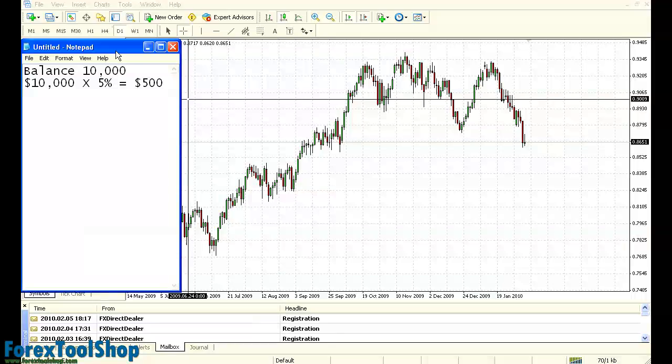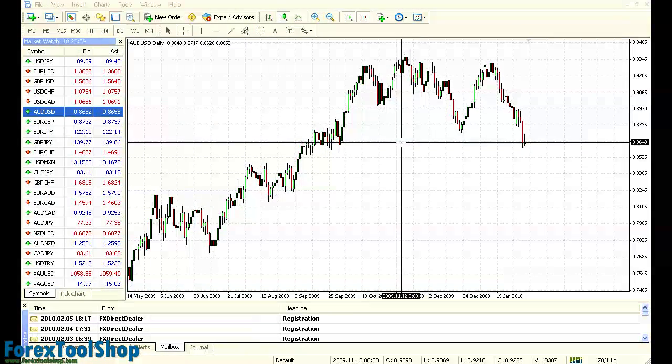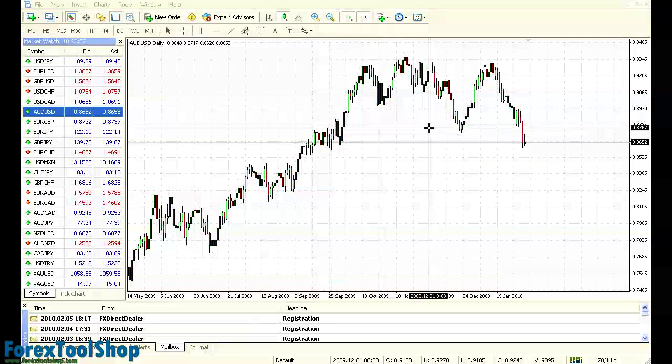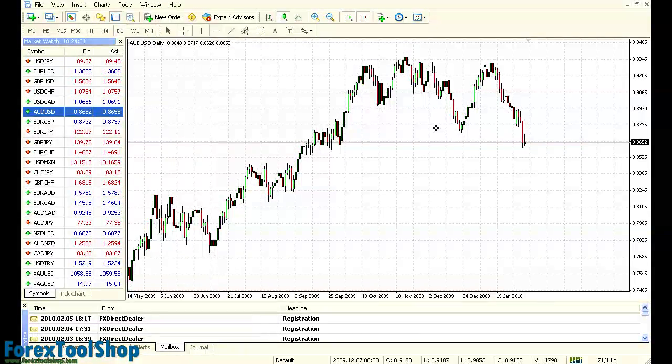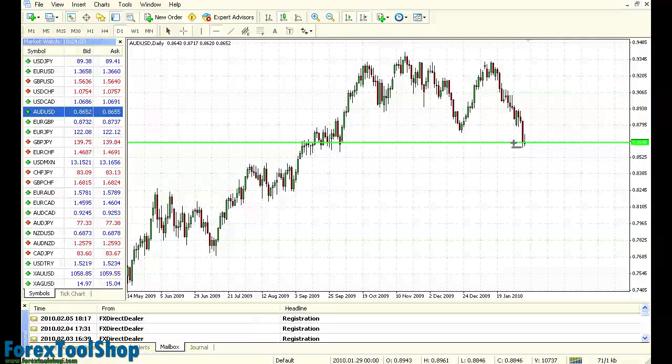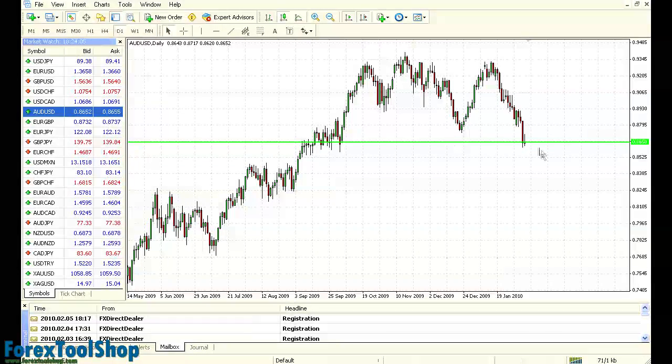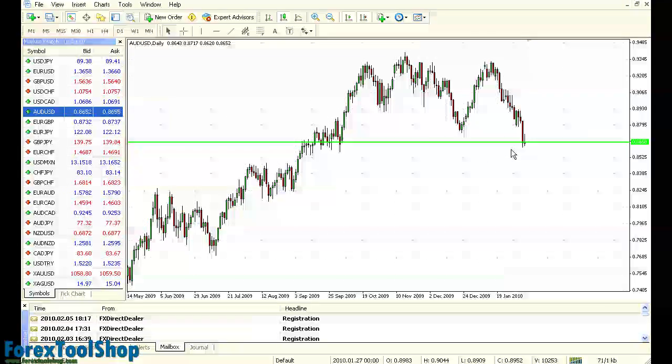So now that we have the 5% of our account we're going to risk, we need to figure out where we're going to get in the market and where we're going to get out of the market. So, looking at the Australian dollar here, we may decide we're going to want to get long at the 86.50 level. So that level is right under the current market, right here, 86.50. We're going to buy the Australian dollar.